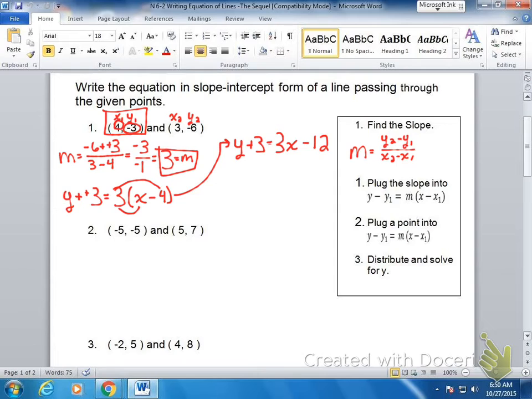Now, I need to solve it for y. The only thing attached to y is this plus 3, so I can subtract it from both sides. On the left, all I have is y. Then I have 3x, and I have -12 minus 3 is -15. So that's all you got to do, guys. The same thing as we did yesterday. You just have to find your slope first.